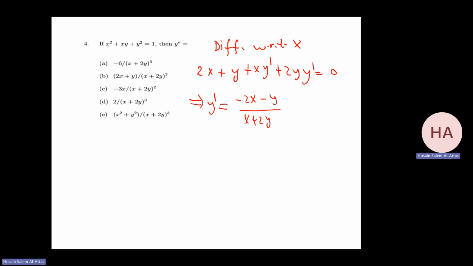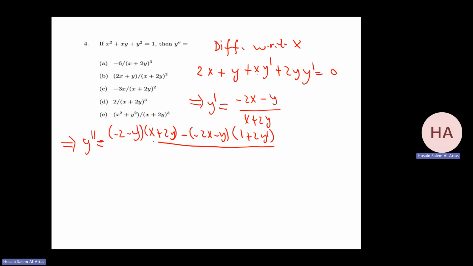That is y prime. Now let me do y double prime. I need to be careful here. That will be the derivative of the numerator, which is minus 2 minus y prime, times the denominator, minus the numerator times the derivative of this, 1 plus 2y prime, over the denominator squared.